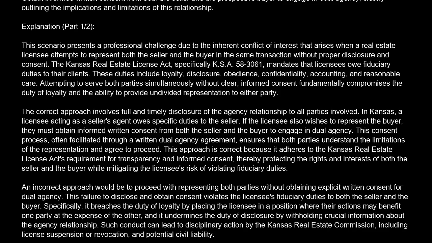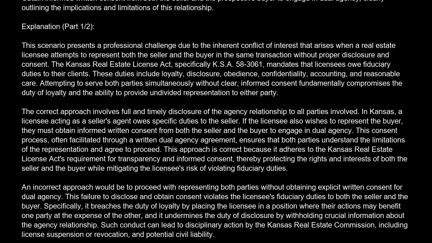Obtain informed written consent from both the seller and the prospective buyer to engage in dual agency, clearly outlining the implications and limitations of this relationship. Explanation. This scenario presents a professional challenge due to the inherent conflict of interest that arises when a real estate licensee attempts to represent both the seller and the buyer in the same transaction without proper disclosure and consent.